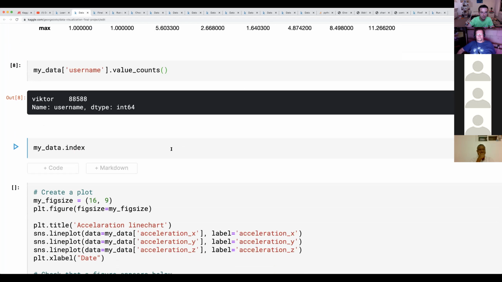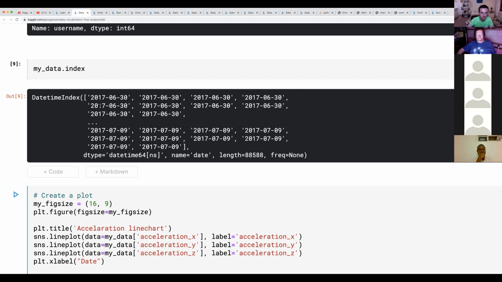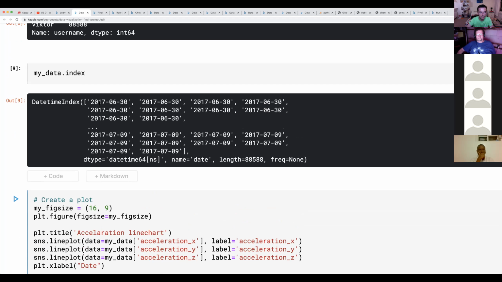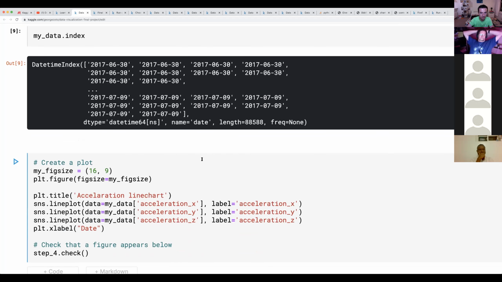I wanted to see how many users are in the data set. There's only one. What is the time span that my data set covers? It goes all the way from June 2017 to July 2017. So about a month of data there.